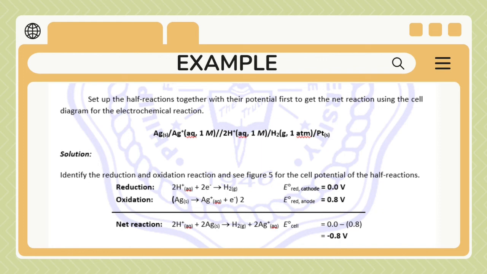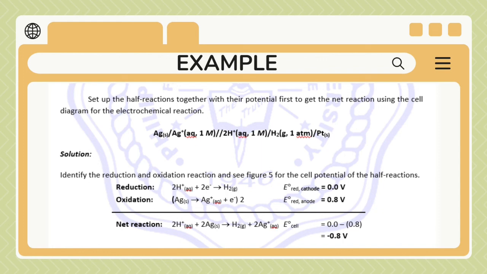Right after that, for the solution, we're going to identify the reduction and oxidation reactions, and we're going to look at figure number 5 for the cell potential of the half reactions. So our reduction is 2H+ aqueous plus 2e- (2 electrons) produces H2 gas. Our E for the cathode is 0.0 volts.